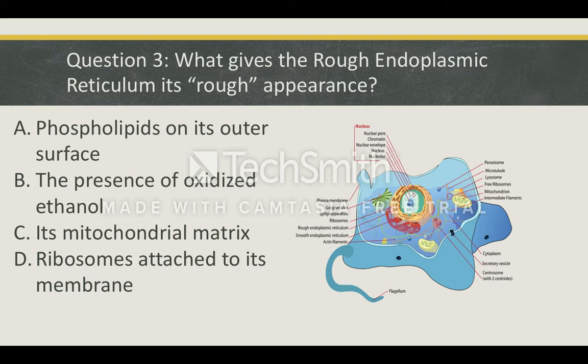And our last question. What gives the rough endoplasmic reticulum its rough appearance? Is it A, phospholipids on its outer surface, B, the presence of oxidized ethanol, C, its mitochondrial matrix, or D, ribosomes attached to its membrane? The answer is D. Its rough appearance is due to the attachment of ribosomes on its membrane.